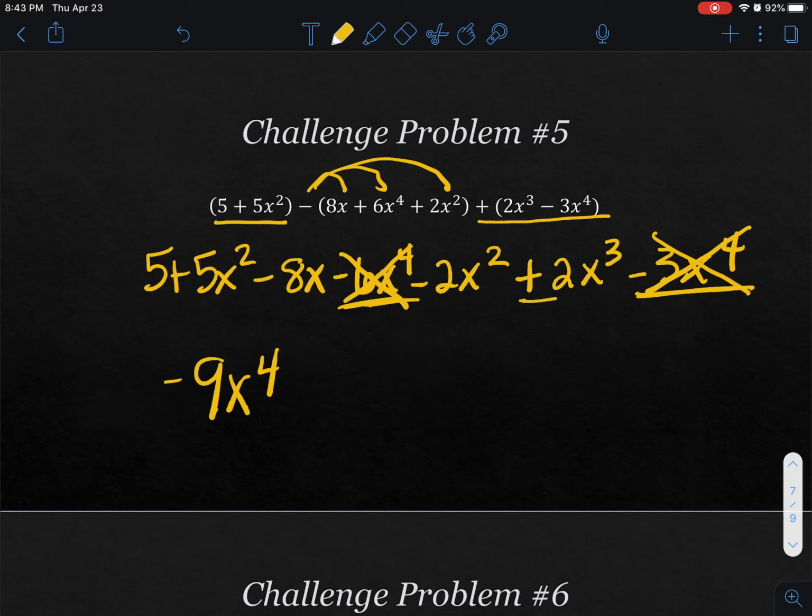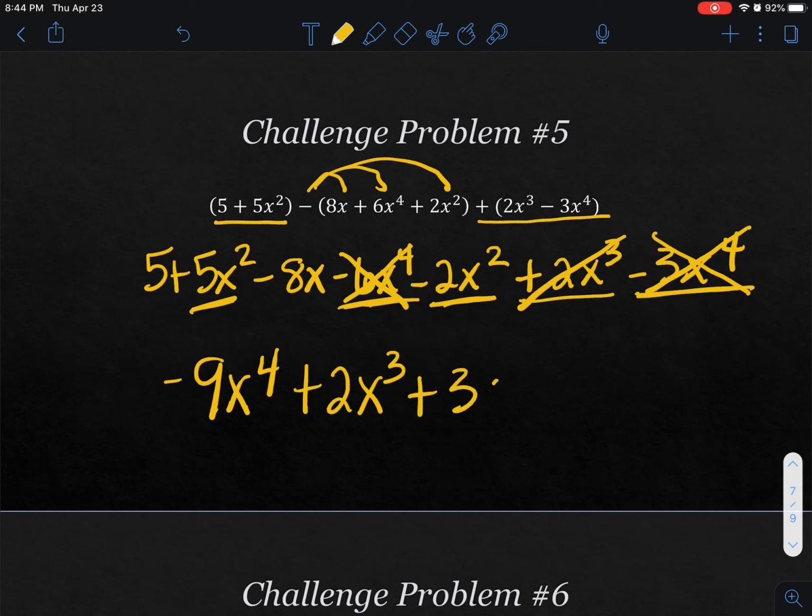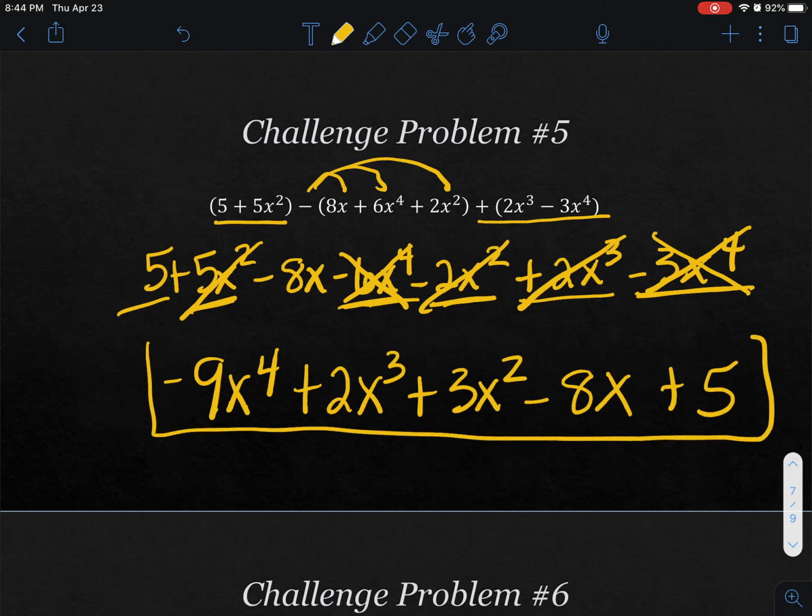My next smallest degree would be the 2x cubed. And it looks like that's the only one, so it's just going to come down. That was easy enough. 5x squared and negative 2x squared would be after that. And that becomes positive 3x squared. Negative 8x would be next. And there's nothing to add that to, so minus 8x. And then the 5 is all by itself, so plus 5. So negative 9x to the fourth power plus 2x cubed plus 3x squared minus 8x plus 5.